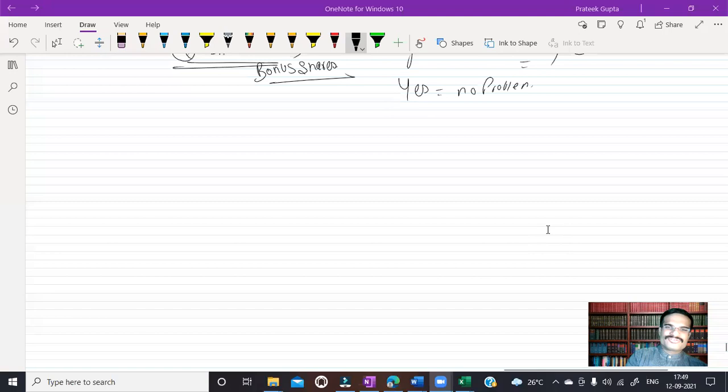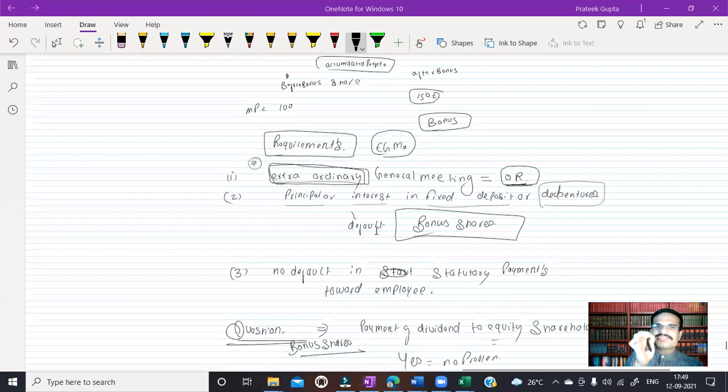Okay. Understood, sir. So the concept of bonus shares is clear to everyone now. If you still have a doubt in the concept of rights issue and bonus shares, you are allowed to ask. I hope nobody has any doubt left.